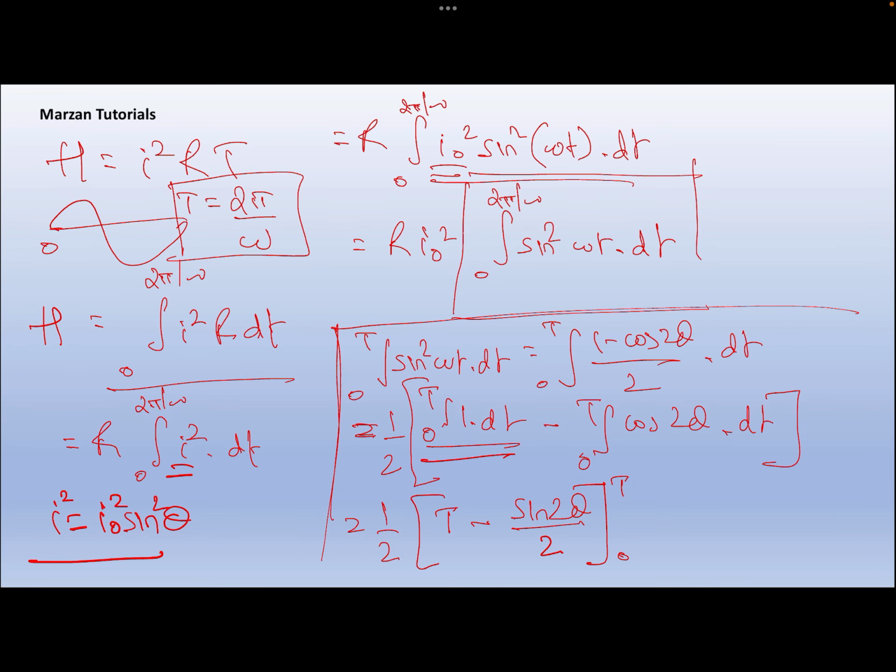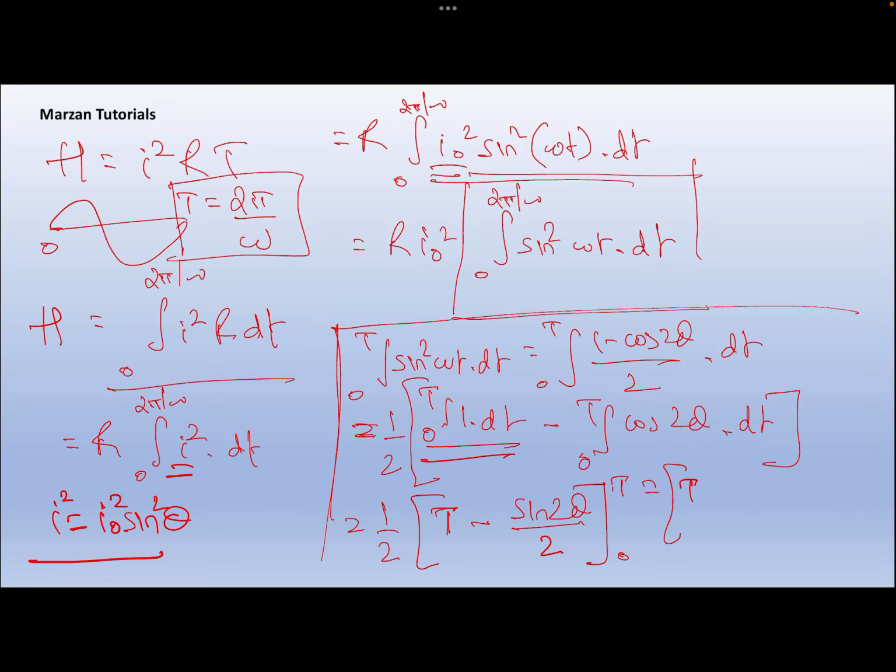So therefore this will be how much? When I substitute the upper limit and lower limit, in place of this t I will be having t minus 0. T minus 0 will be t only. Sorry, let me take a new page. So hence we are having what? This is equal to half, t minus sine 2 theta.